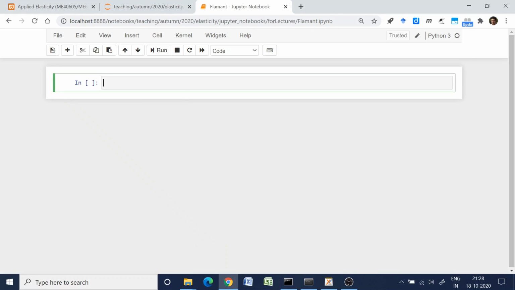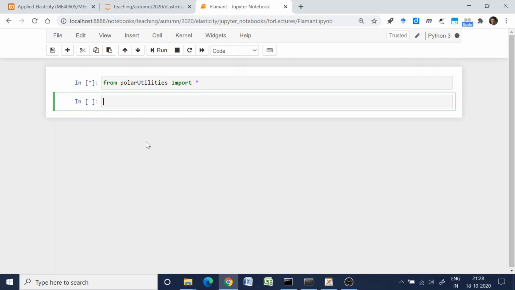I've already fired up a new file here. Let me import this polar utilities first. All right. Now let me first define a very general Airy stress function like this. Please note that this is not by default defined in the polar utilities package, so I have to actually do it. The r and theta symbols are very much defined in the polar utilities package, so I can immediately use that without defining it separately in this file.